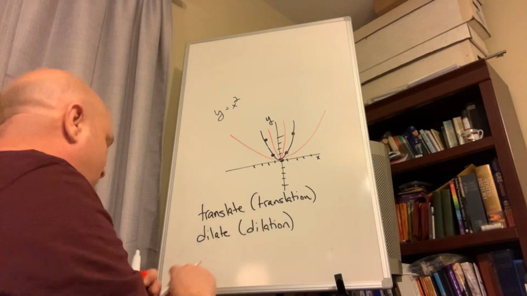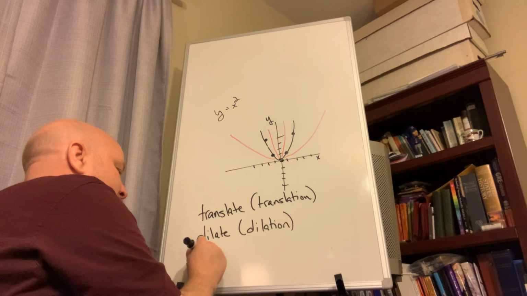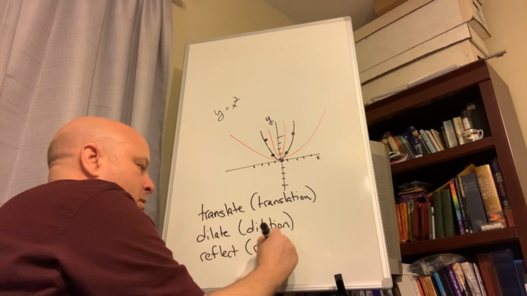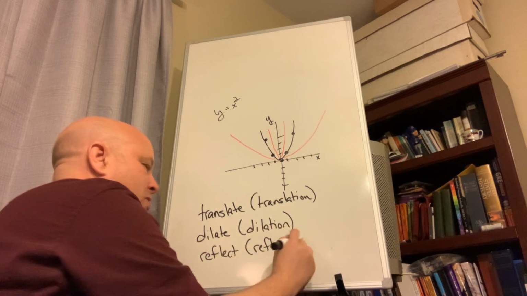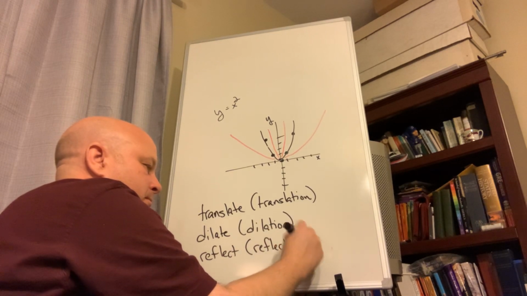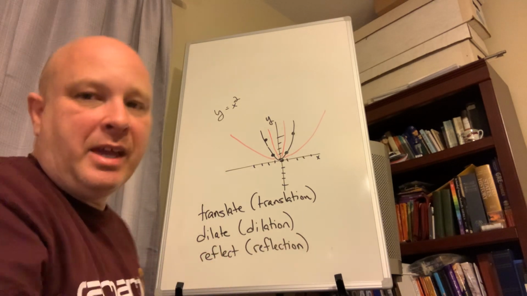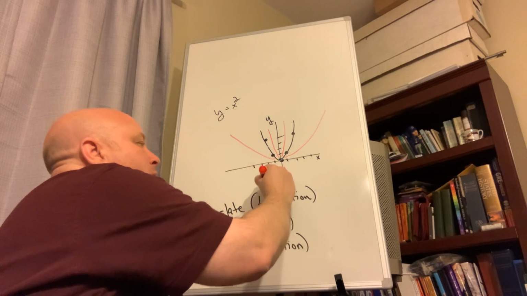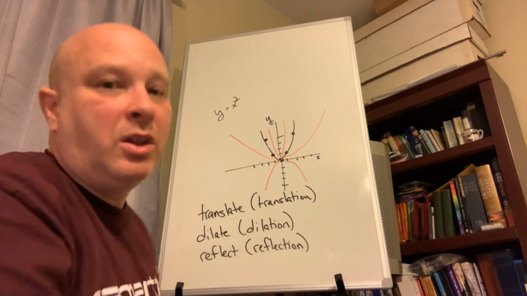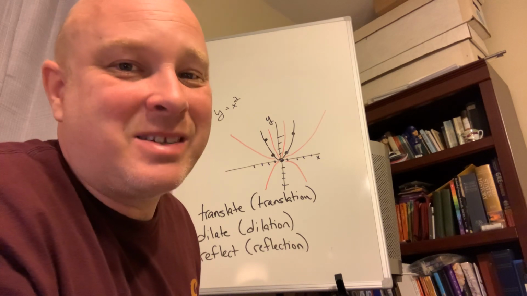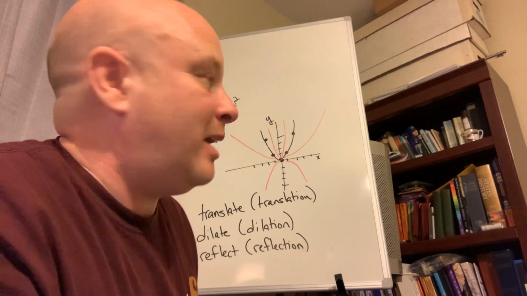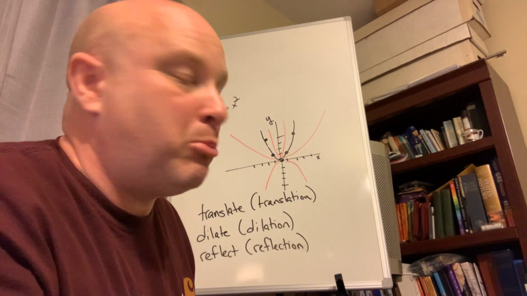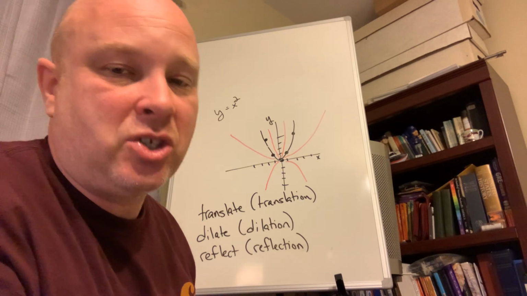And then the third is to reflect. We call this a reflection. A reflection is when the parabola looks like a frowny face instead of a smiley face. Think of it as if you were looking at yourself in a pool of water. There's a reflection of you.